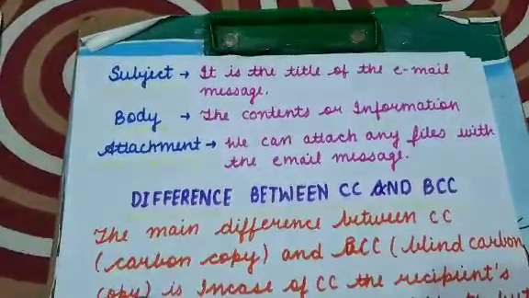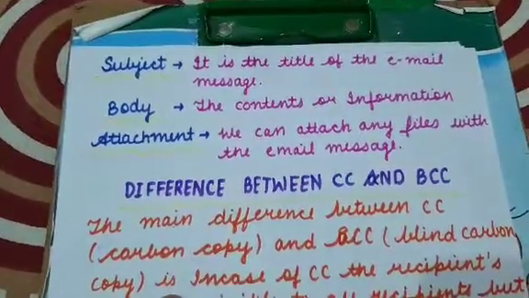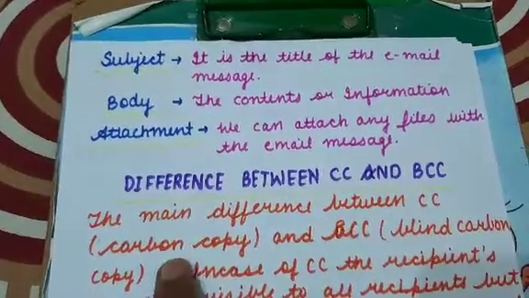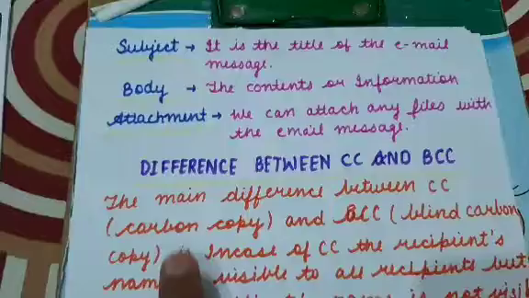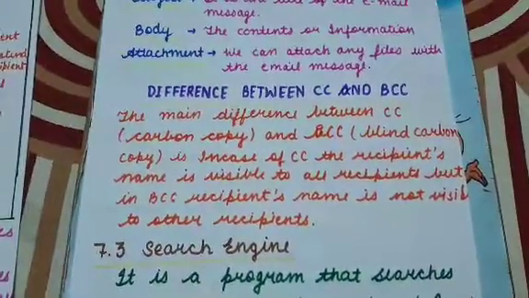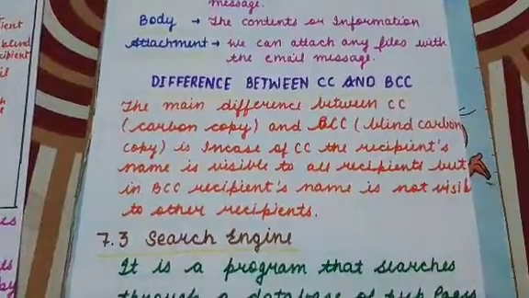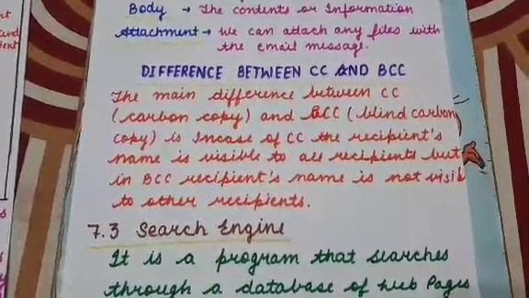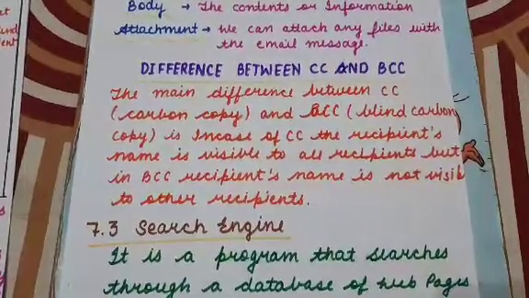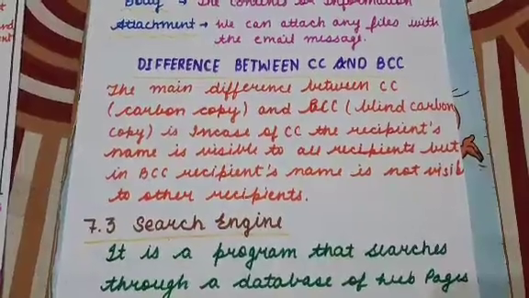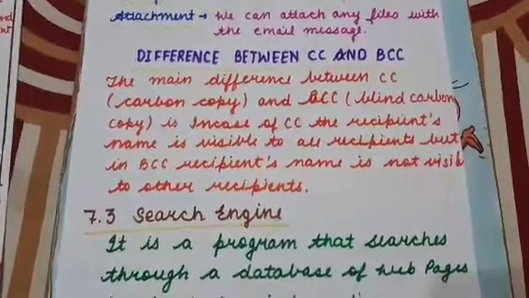Difference between CC and BCC, this is an important topic. There are 2 marks questions that ask what is the difference between CC and BCC. CC means carbon copy, BCC means blind carbon copy. In case of CC, all the recipients' names are visible to all the members, but in case of BCC, no one knows to whom it may be transferred.